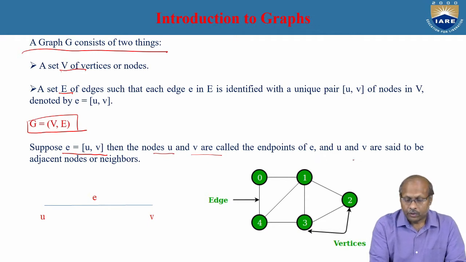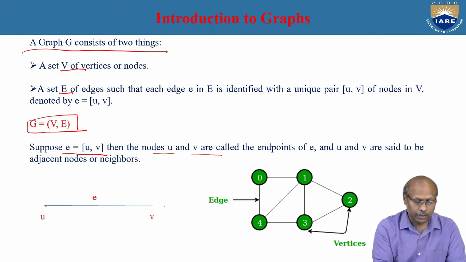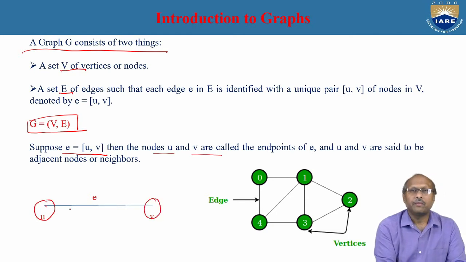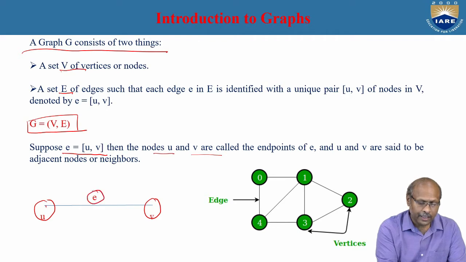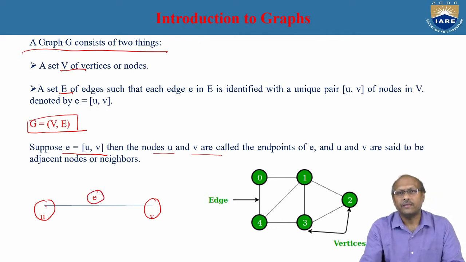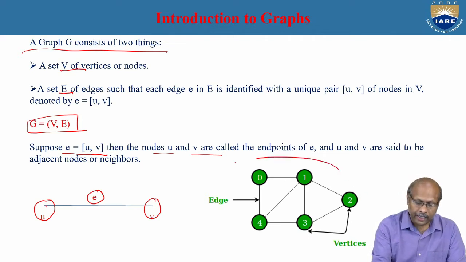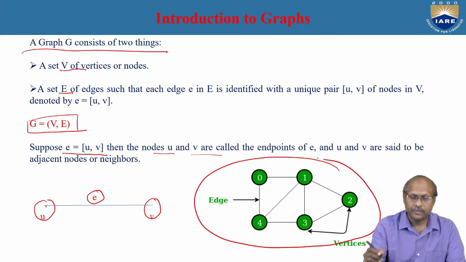So while writing, you should write like this: E equal to (U, V). U and V are said to be two adjacent nodes or neighbor nodes. Please observe here, U is one node and V is another node. When we combine them, that becomes an edge. An edge is generally represented by E. Fine. So when you represent multiple nodes and multiple edges, the entire thing is known as a graph.